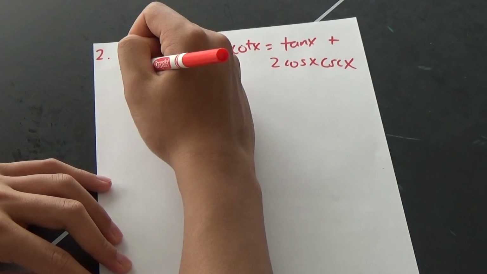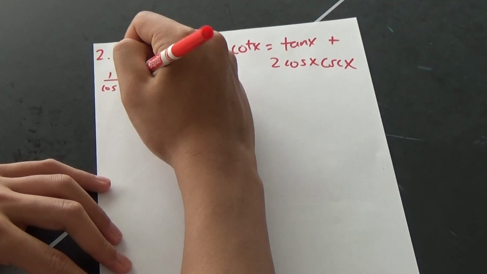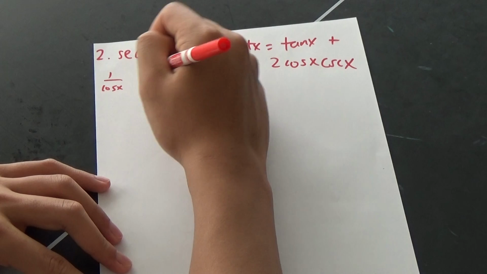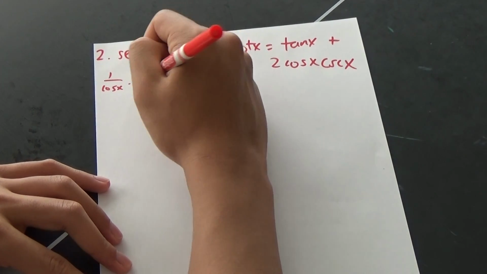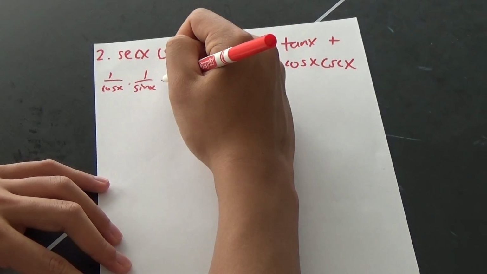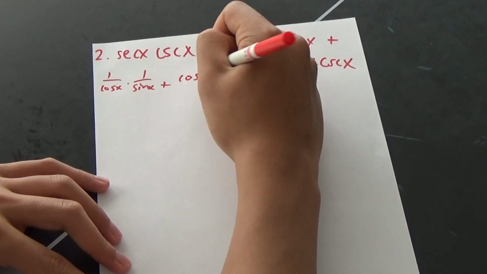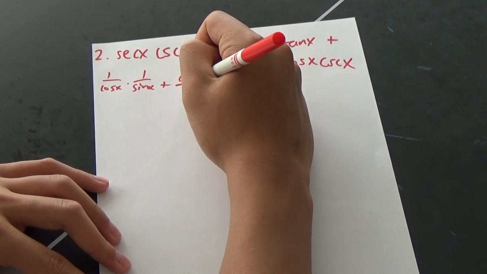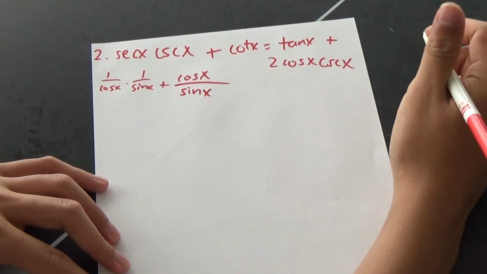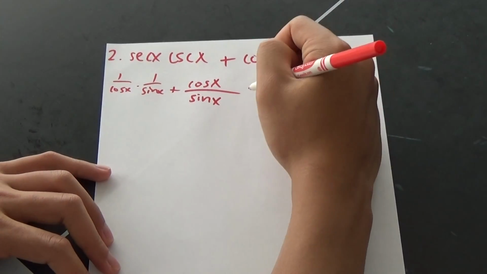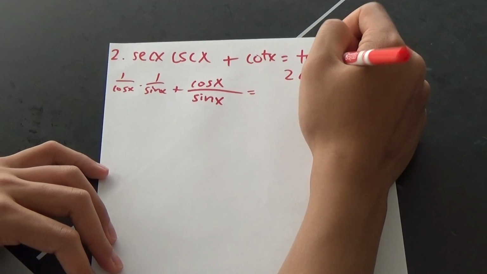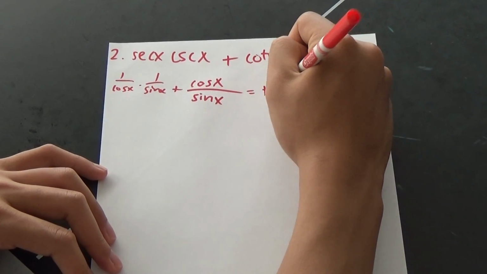Secant x, that's 1 over cosine x, right? Times cosecant x, that's 1 over sine x, plus cotangent x, what is that? That's cosine x over sine x. And then just leave these as they are. We're not going to deal with this side.